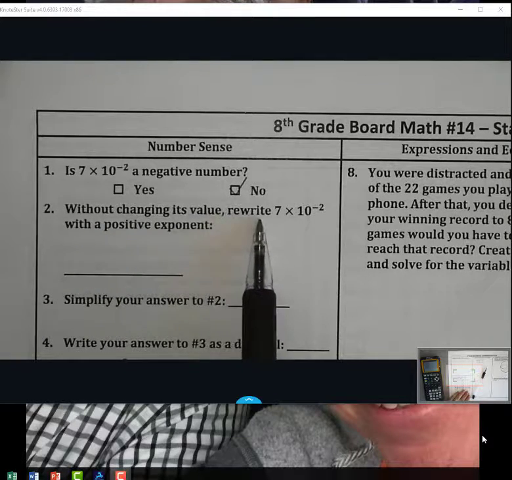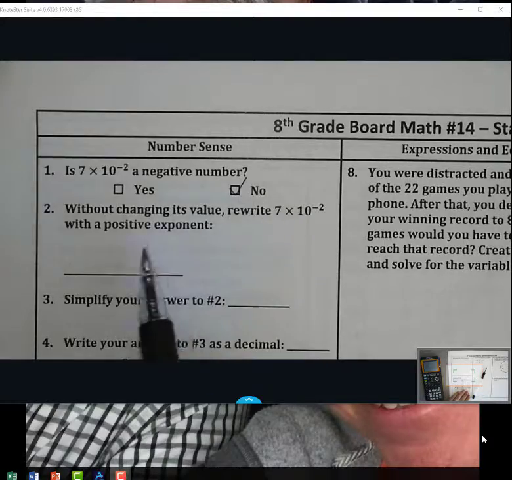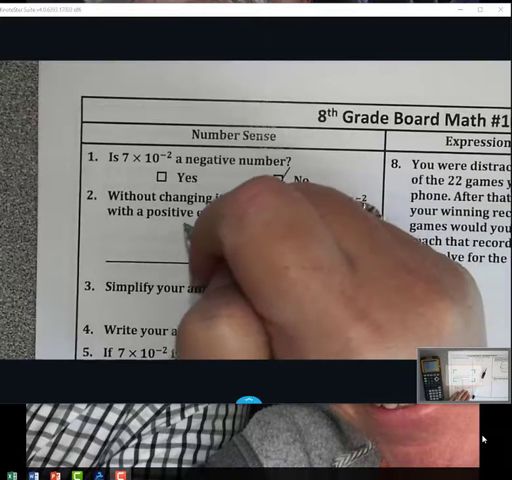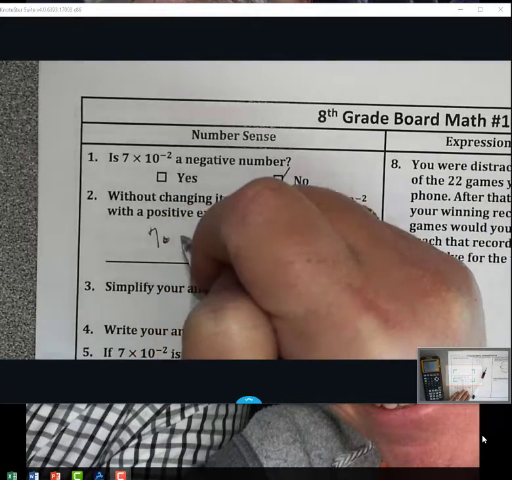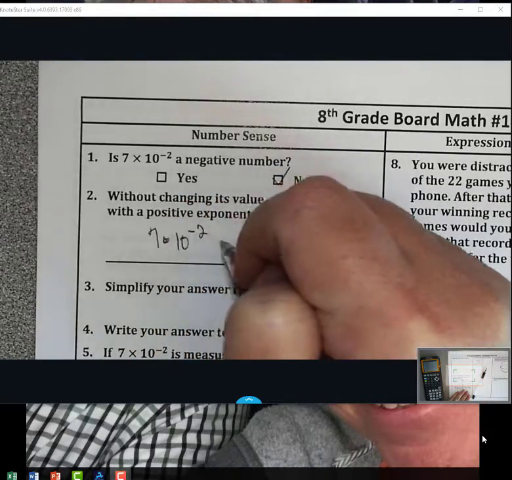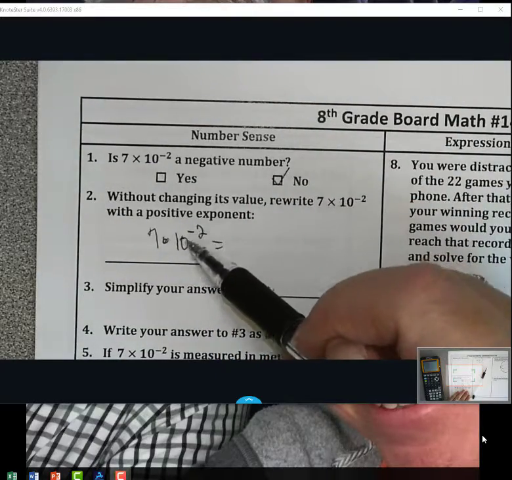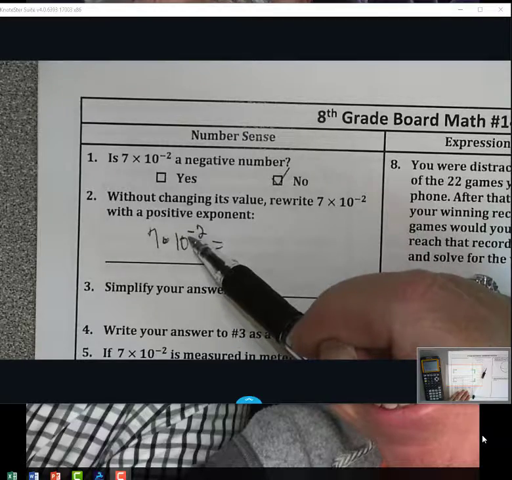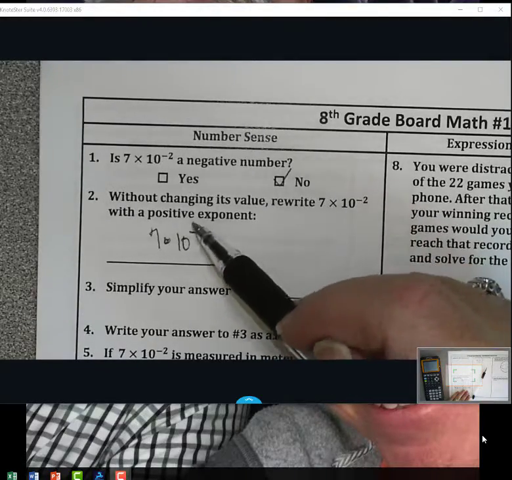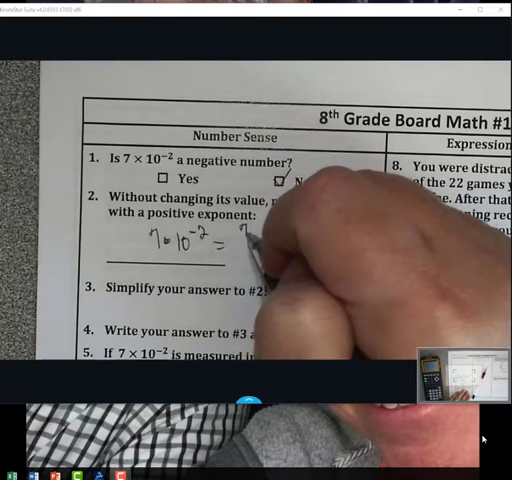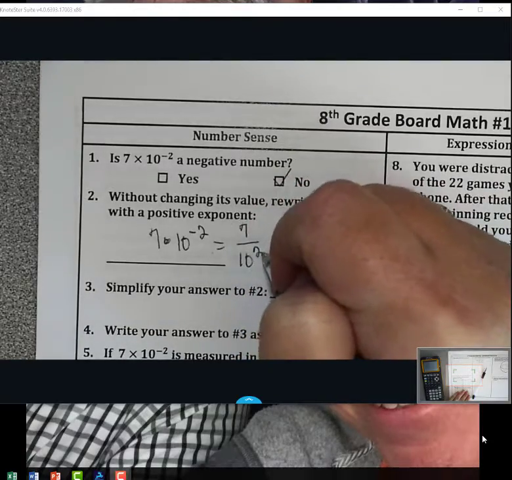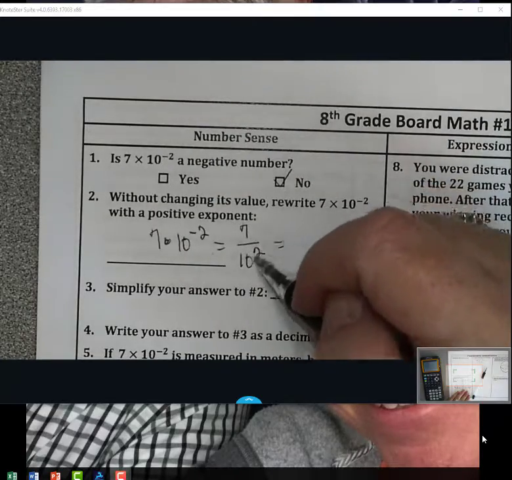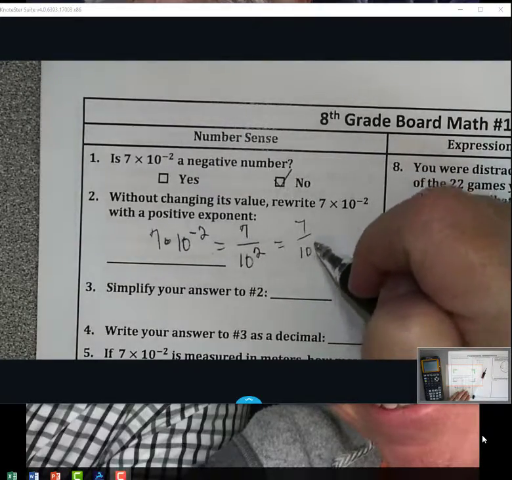Without changing its value, rewrite 7 times 10 to the negative 2 with a positive exponent. We would rewrite it as, so we have 7 times 10 to the negative 2. We know that the base of 10 has the negative 2. We can take this part and change that into 7 over 10 squared, which would be 7 over 10 squared, or 7 over 100.